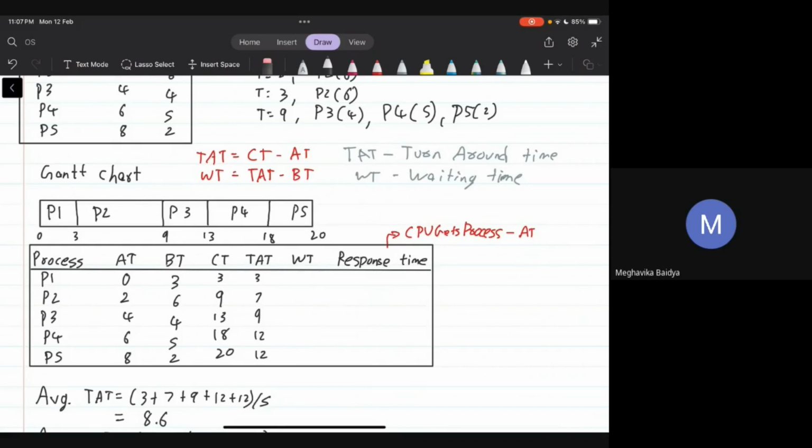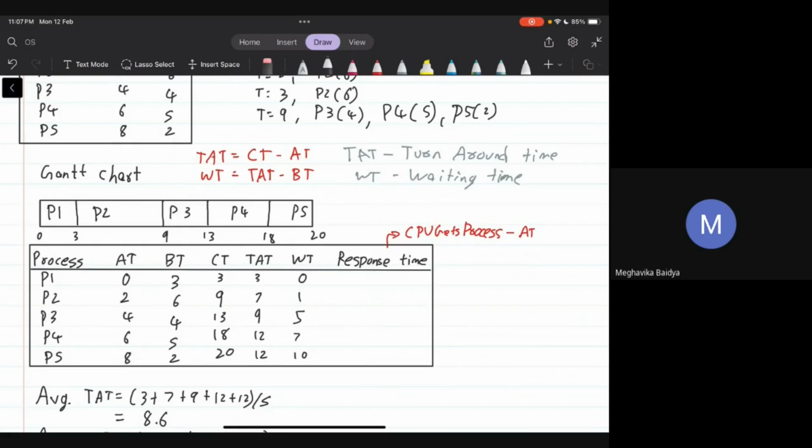Then you have WT. WT is equal to TAT minus BT, which for the first one is 3 minus 3, which is 0. For the second one, 7 minus 6, which is 1. For the third one, 9 minus 4 is 5. For the fourth one, 12 minus 5 is 7. And the fifth one is 12 minus 2, which is 10. Any questions so far?